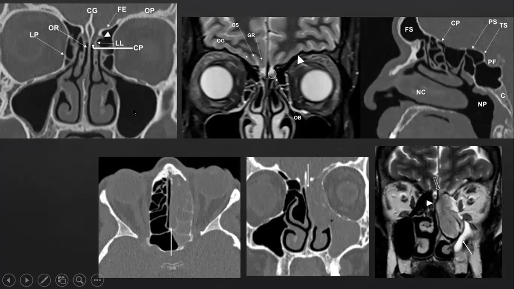So here we have some images. So this is the orbit. We have the roof, the medial wall, the lateral wall, the floor, and the relationships. You have the brain above here. We have the nose and the nasal cavity here, and the maxillary sinuses. That's on the CT scan, and this is on the MR scan.